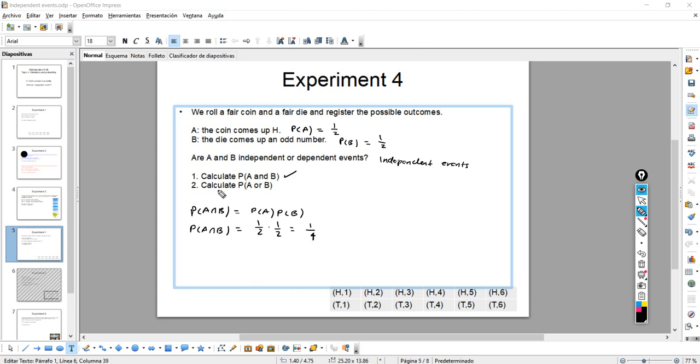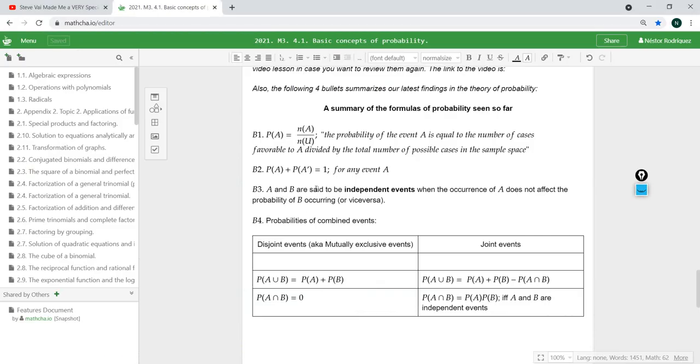That's it. And next, calculate the probability of A or B. So the probability of A or B, remember we have our table of formulas. I haven't given you this table though, I think, but I'm going to do it in a moment. This table right here for disjoint events and for joint events. We have the probabilities of A or B, A and B for both cases.